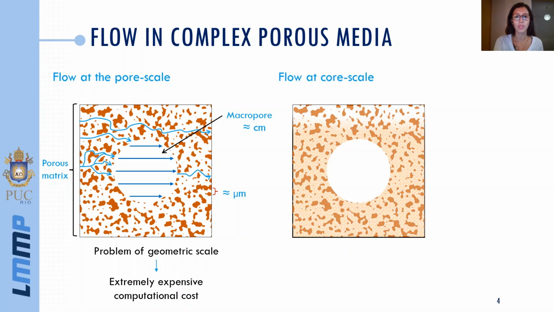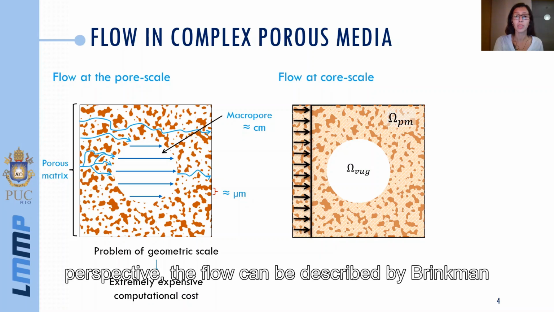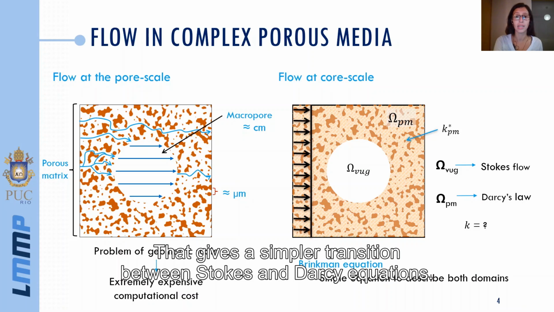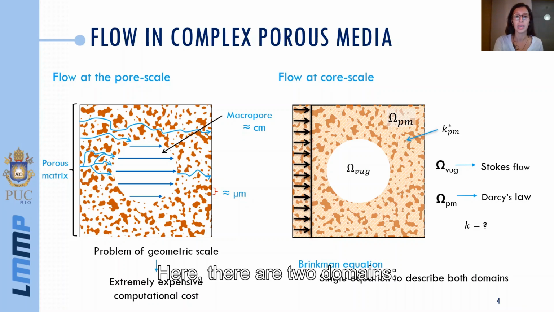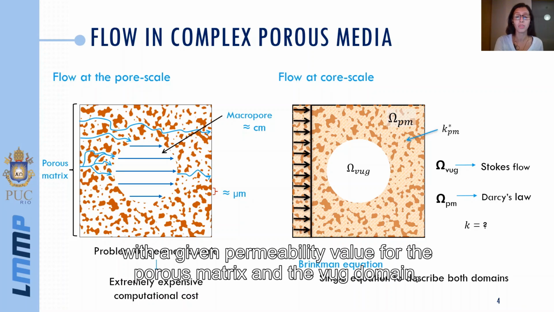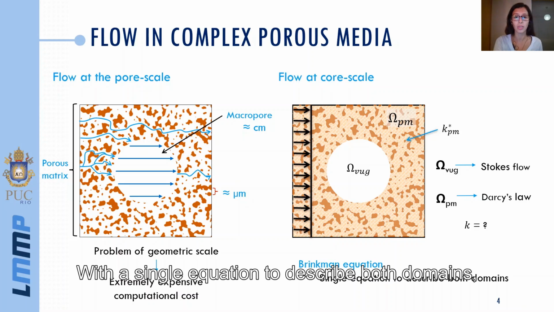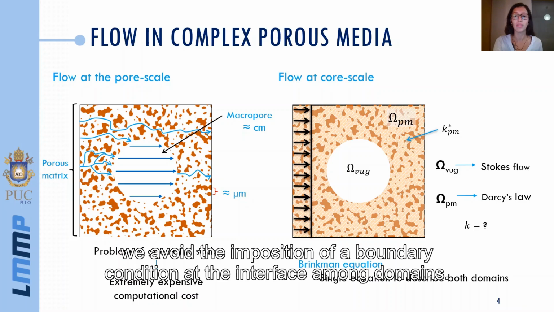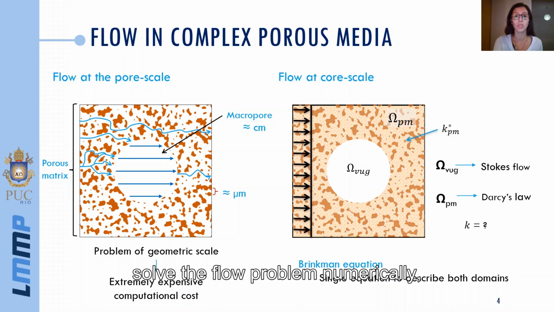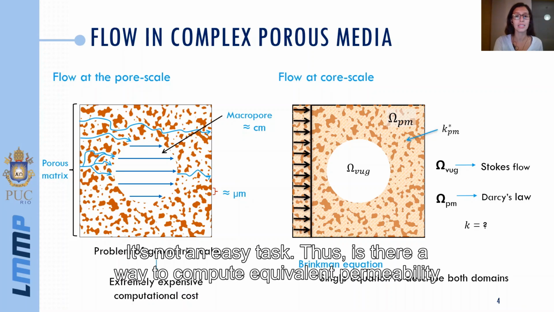Alternatively, from a core scale perspective, the flow can be described by the Brinkman equation that gives a simpler transition between Stokes and Darcy equations. Here, there are two domains: the Darcy domain with a given permeability value for the porous matrix, and the Vug domain, the free flow region ruled by Stokes. With a single equation to describe both domains, we avoid the imposition of a boundary condition at the interface among domains. No matter which option you choose, solving the flow problem numerically is not an easy task.